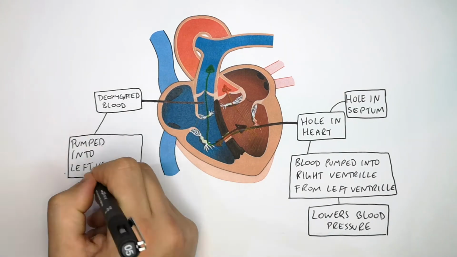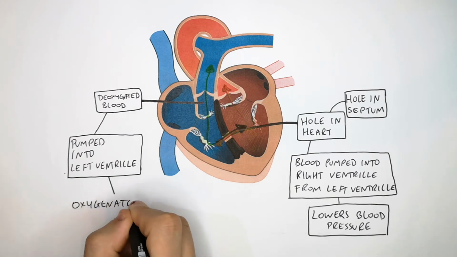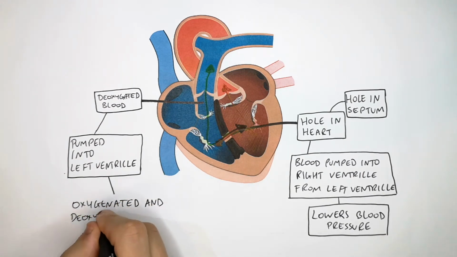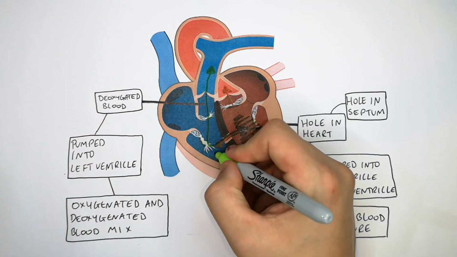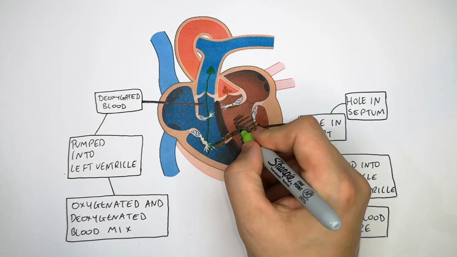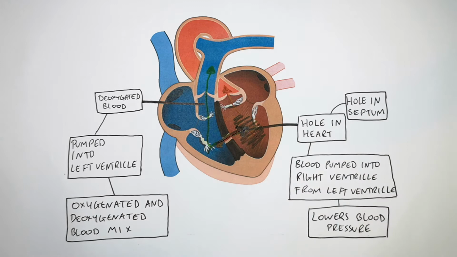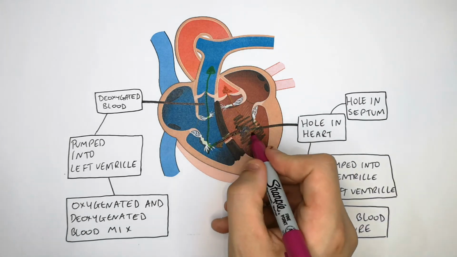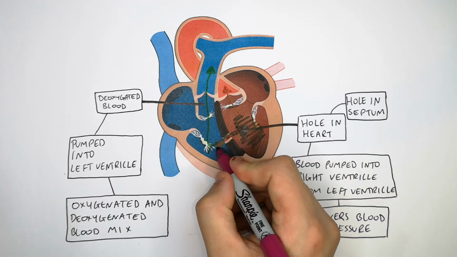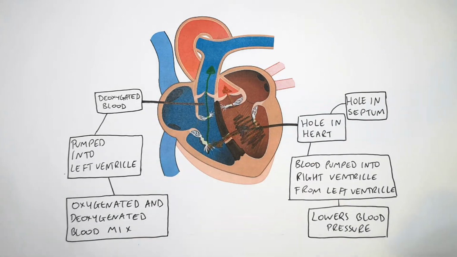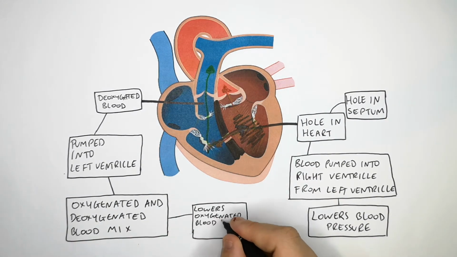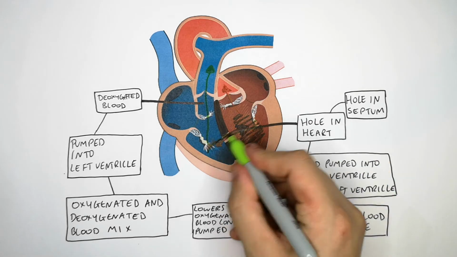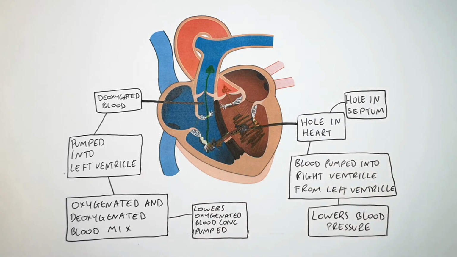This causes oxygenated blood in the left ventricle and deoxygenated blood in the right ventricle to mix. As you can see here, deoxygenated blood enters from the right ventricle into the left ventricle, and oxygenated blood enters the right ventricle. So this will then lower the oxygen concentration within the blood that is pumped from the left ventricle around the body.